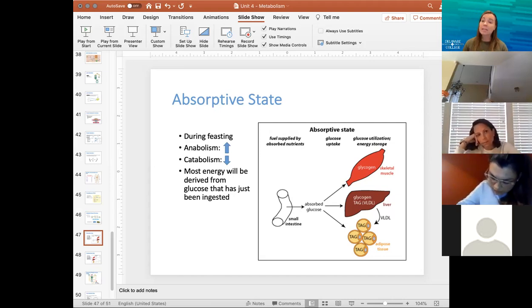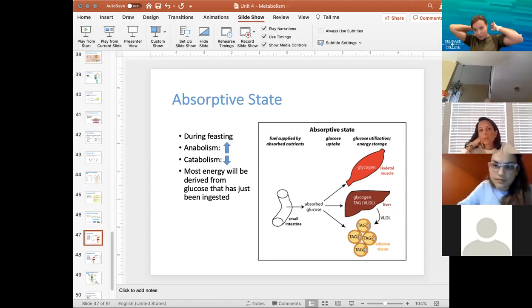Would lipolysis be happening? That's breaking down fats. No. You've just eaten, you have tons of glucose, you're using that for energy. You don't need to be breaking down your fat stores for energy because you've got tons of glucose. So no, that would not be happening.